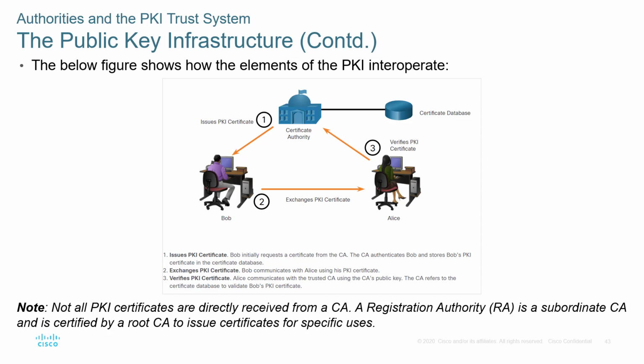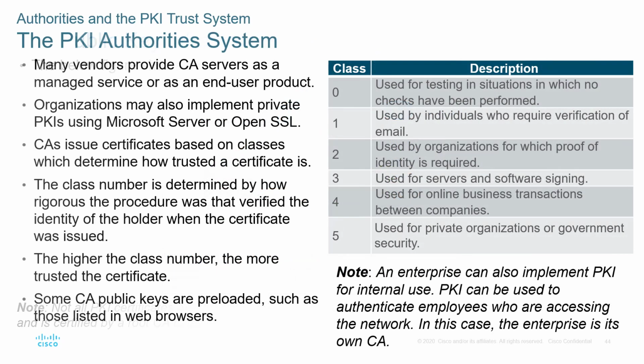So let's look at the certificate or the PKI authority systems. So we know that the top level is certificate authority, the CA. Many vendors do provide CA services as well as other managed services to end users. Organizations may also implement private systems. CAs issue certificates based on classes, and the classes are going to be based off of a description.